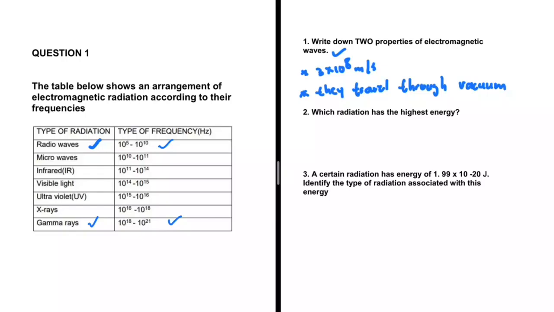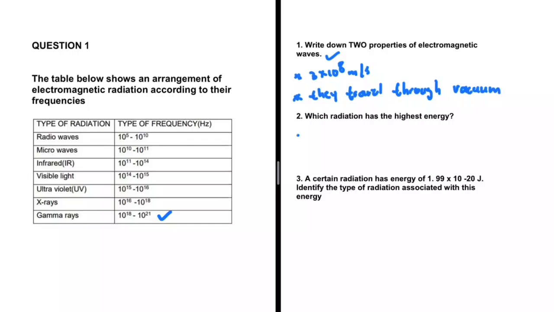We know that the higher the frequency, the higher the energy. And from the table, it is easy to see that gamma rays have the highest frequency. So they should have the highest energy. So the answer to question 2 is gamma rays, because they have the highest frequency. And the higher the frequency, the higher the energy.